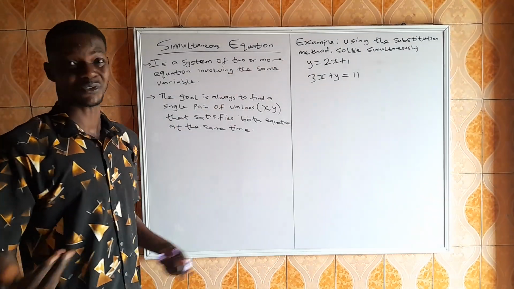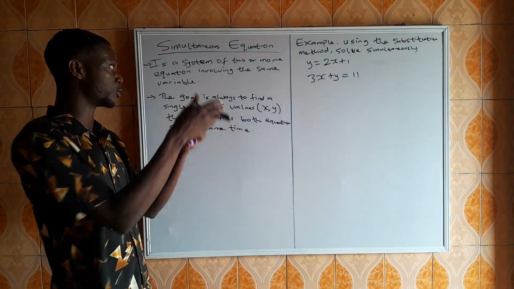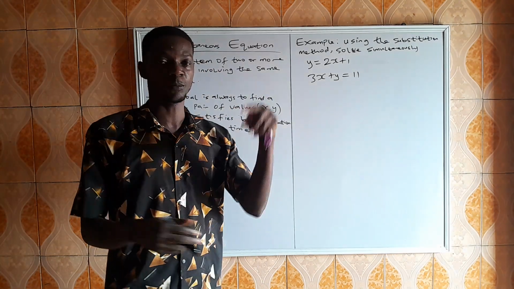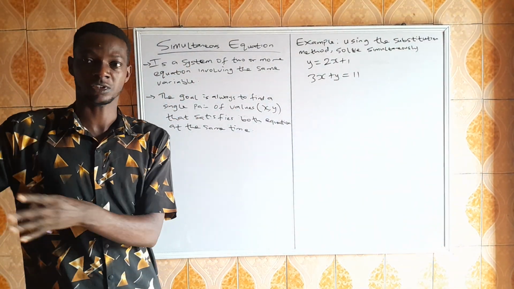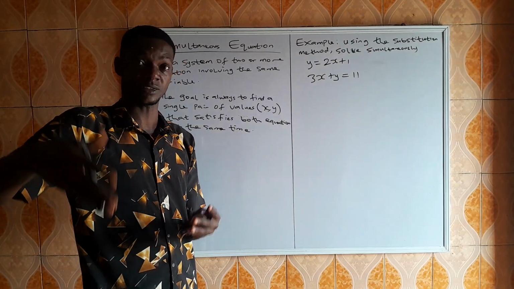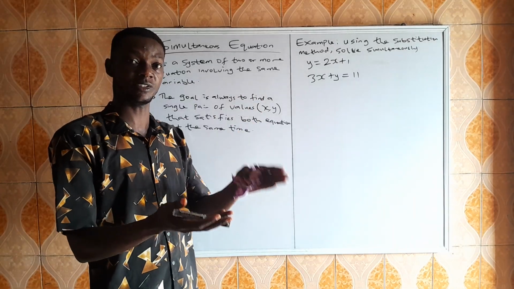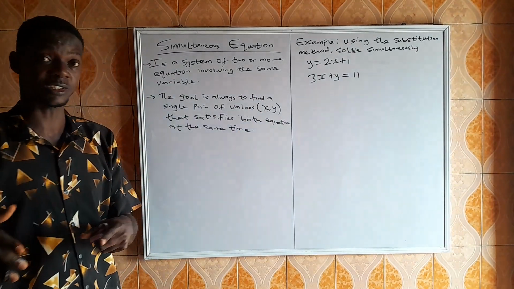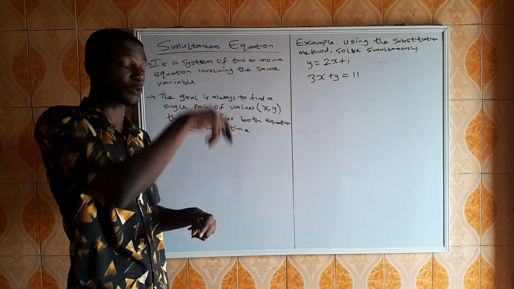Now, what is a simultaneous equation? A simultaneous equation is just a system of two or more equations involving the same variable. When you hear the word simultaneous, what does it mean? When they say someone does something simultaneously, that means you are doing more than one thing at the same time. So when you are solving two different equations at the same time, two or three or two and above equations at the same time, that means you are performing a simultaneous equation.